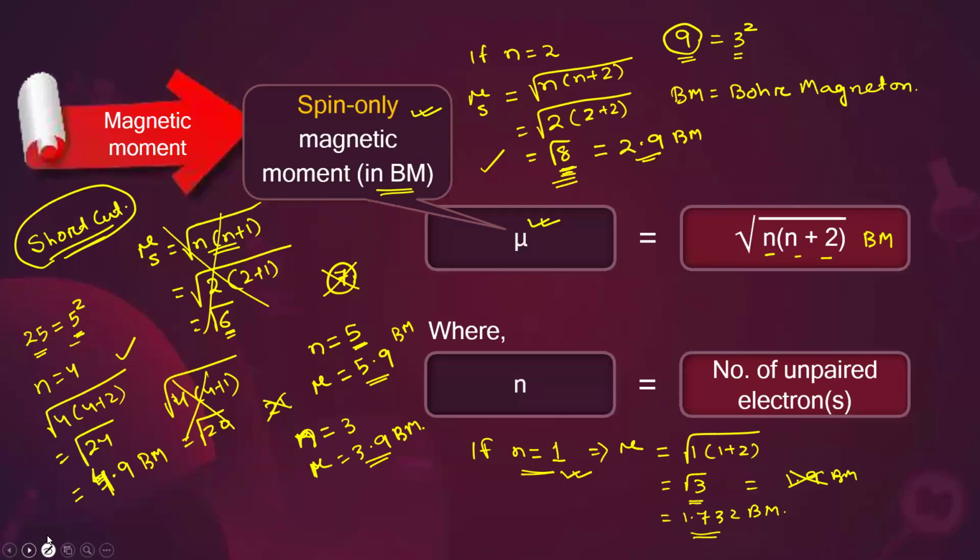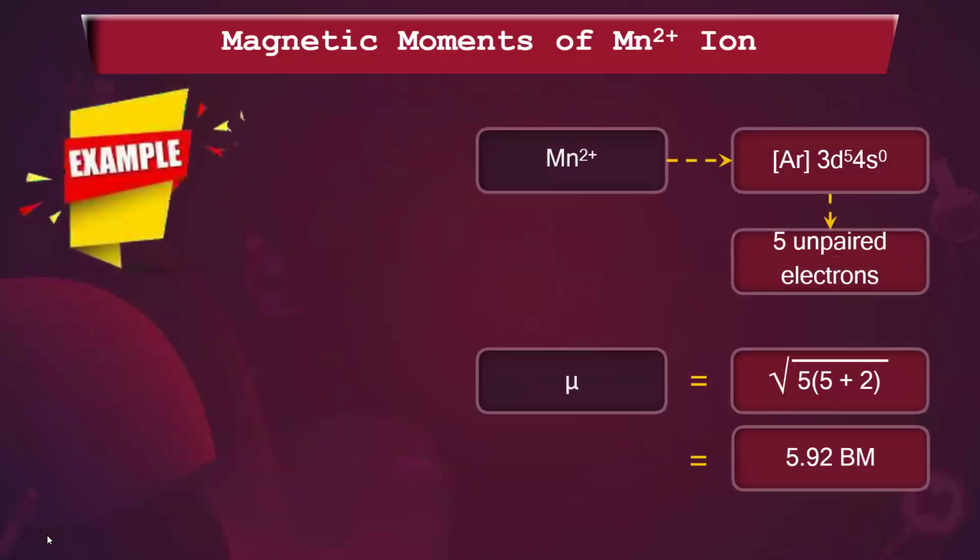Moving ahead, let's see some examples of magnetic moment. If you have an ion Mn2+, we know the configuration of Mn, atomic number 25, is 3d5 4s2. Mn2+ means we have to remove 2 electrons, so you will have 3d5 configuration.